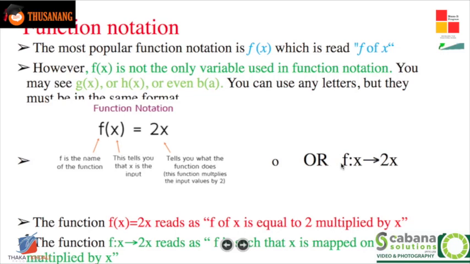So we can also show f of x equals 2x in this way. In this, we say f is such that x is mapped to 2 multiplied by x. I will repeat. In this one, we say f is such that x is mapped onto 2x. So these are 2 different ways in which we can show our function.